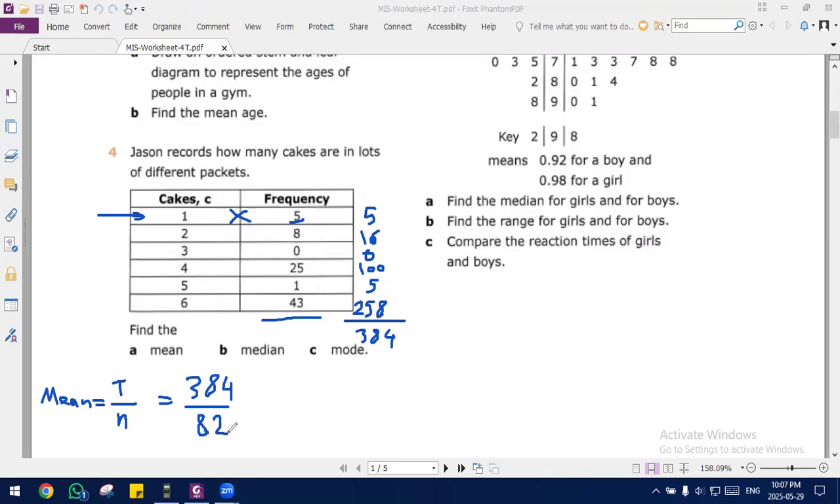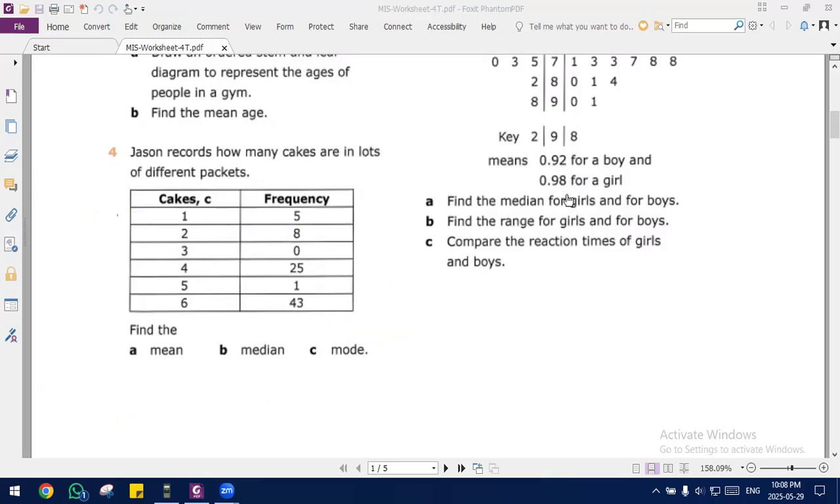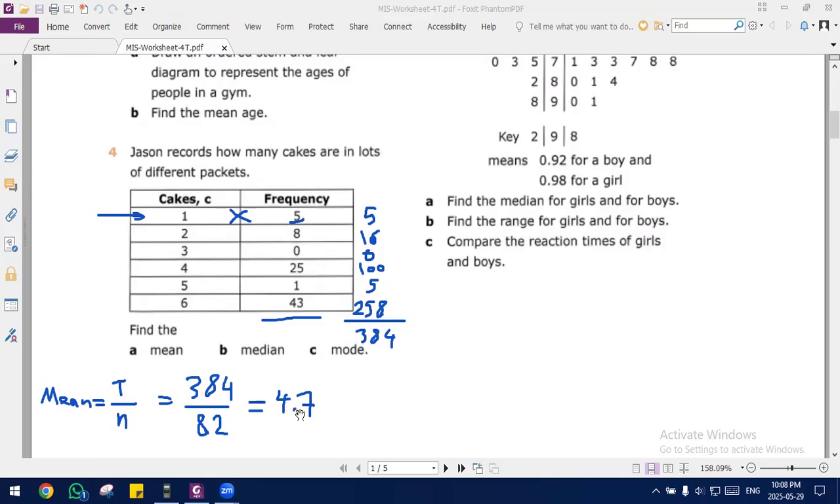So if you can divide in the exam, simplify it. If you see that it can't be divided, it needs a calculator, then you can keep it as a fraction. Here, if we use the calculator, it's 4.7 almost, okay? So in the exam, you can keep it as a fraction, it's okay. Now, next question. No, sorry. That was for the mean, okay? So 4.7 of the cake, this is the mean.